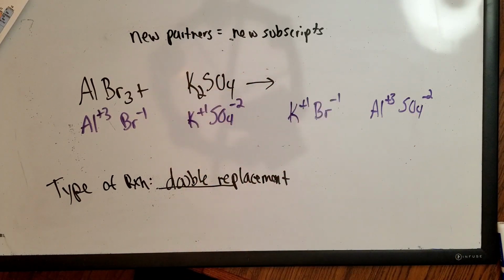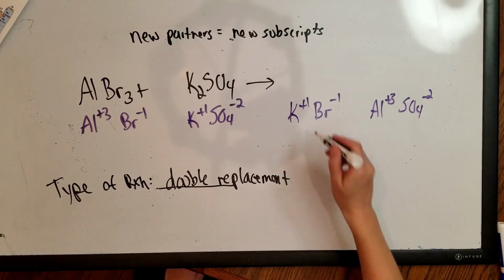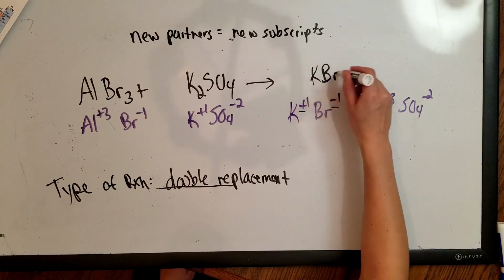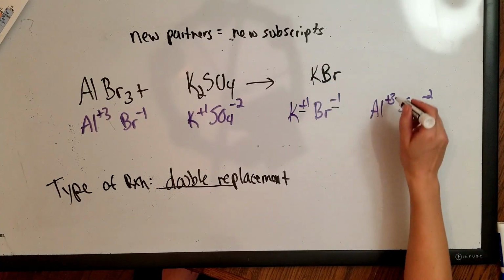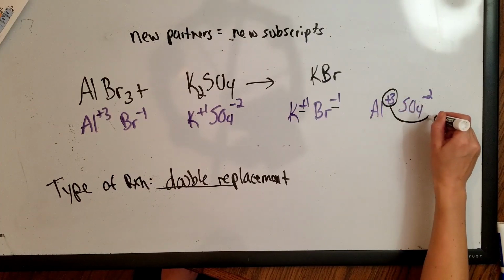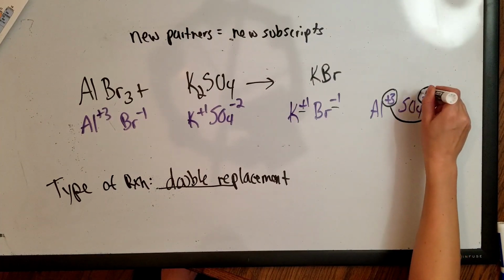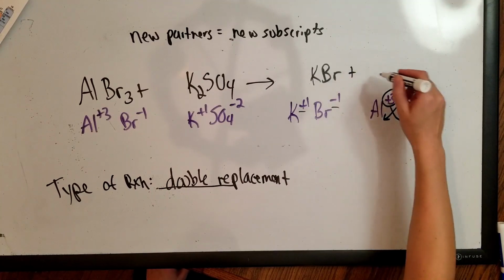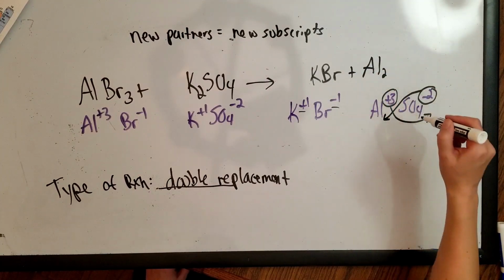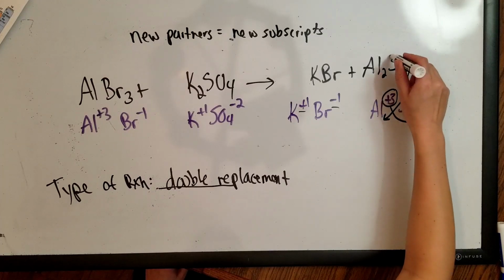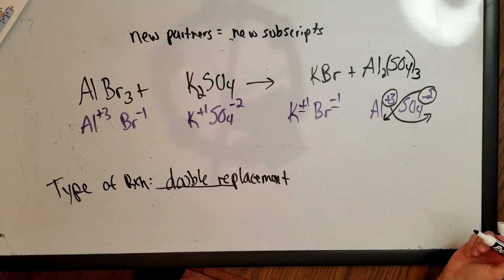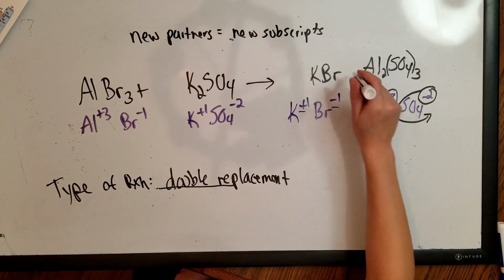New partners means new subscripts. So make sure to do your crisscross method if necessary. So this one I don't even need to do anything. Charges already cancel. So my product's just going to be KBr. For this guy, aluminum, 3+ is going to become the subscript on SO4. The 2 is going to become the subscript on aluminum. So what that means is I need 2 aluminums and 3 SO4s. Since it's a polyatomic, I'm putting parentheses and then the 3 on the outside of the parentheses. All right, so there's my products.